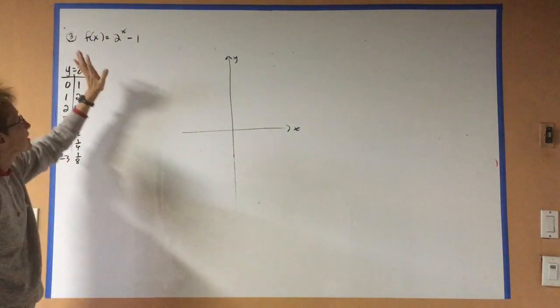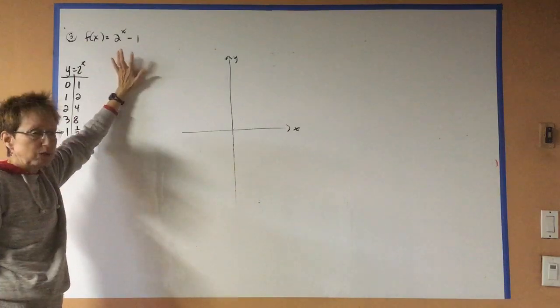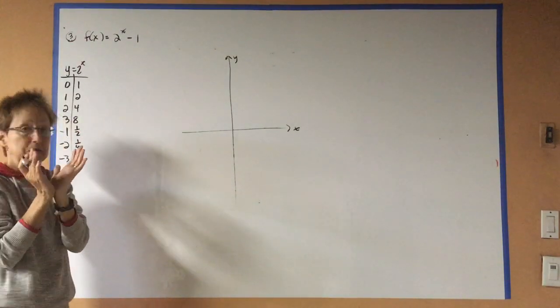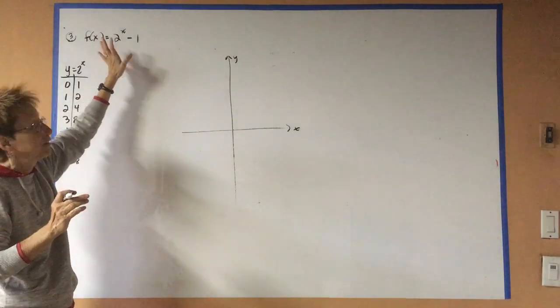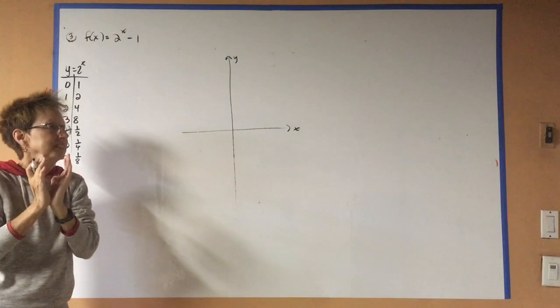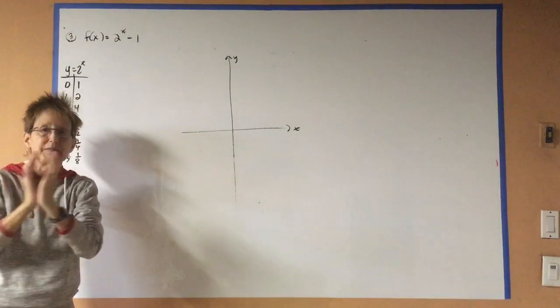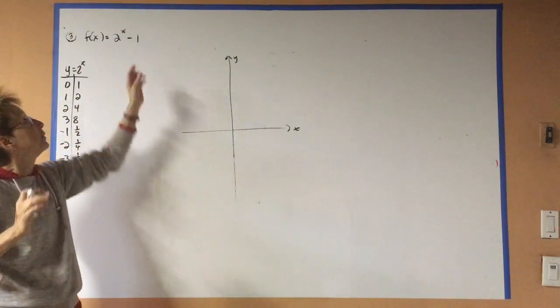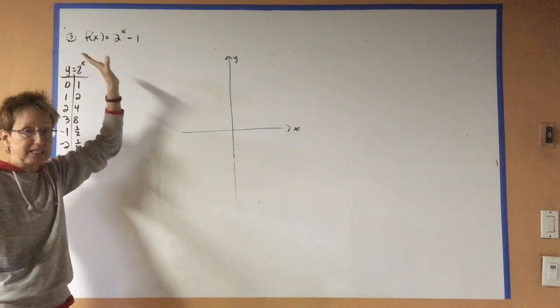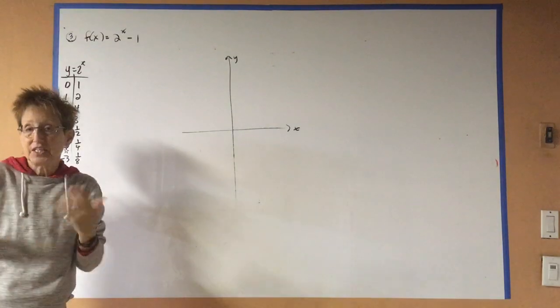So what's been done to y equals 2 to the x by this transformation? Has it been made skinnier or wider? No, nothing's been multiplied here with the x. Has the x shifted left or right? That means the x has something added or subtracted to it. I don't see that happening here either. The 2 to the x has stayed the same. What's happened is I've tagged on a negative 1.